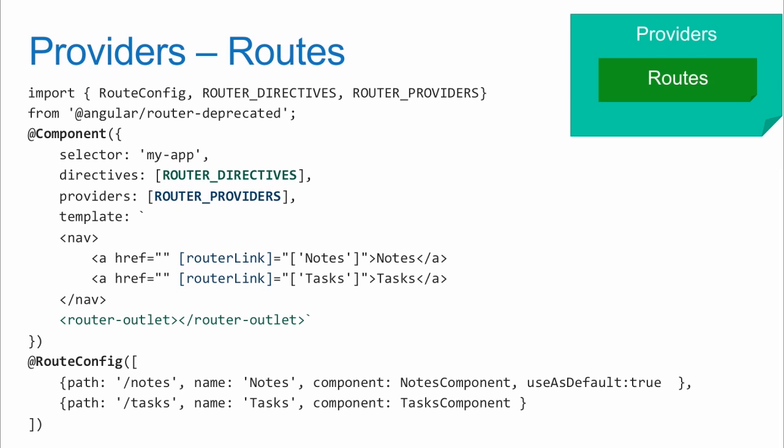The component is the same we've seen before. There's a selector. There is room to add directives and room to add providers. There is a template with all the HTML. And there is an added piece there, which is the route config.